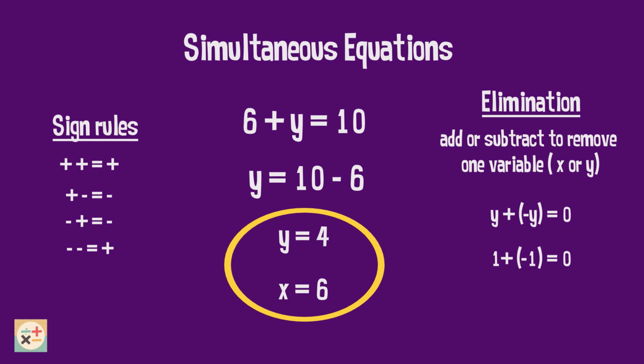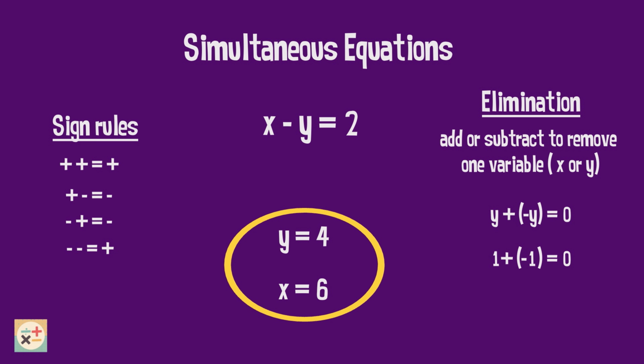Now the key is to check your answer to ensure both x and y values work in one of the original equations. Let's use the second equation. X minus y equals 2. 6 minus 4 equals 2, which is correct.